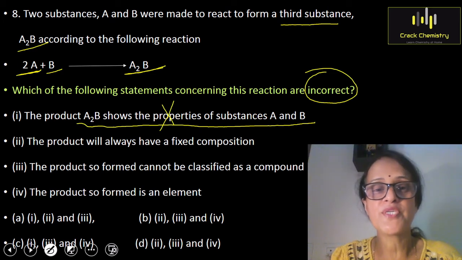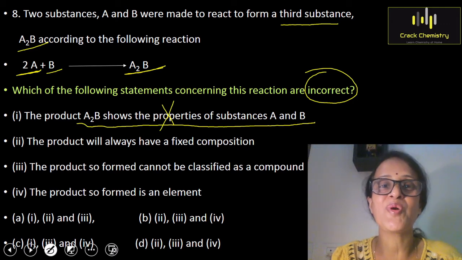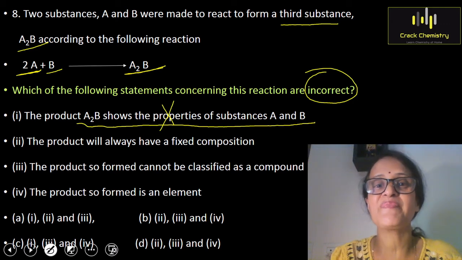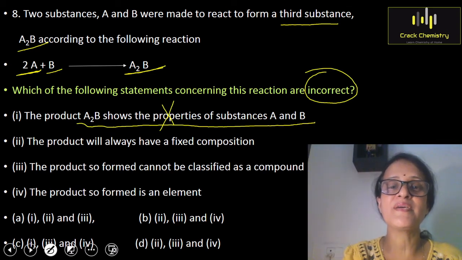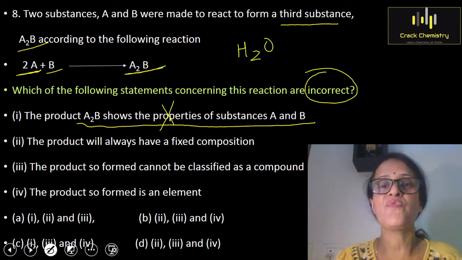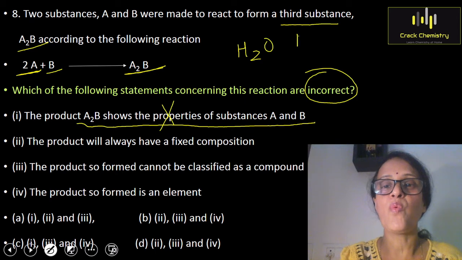And the properties of a compound are different from the properties of the elements from which it is made up. I want to take a very simple and interesting example here. Let us consider the case of the water molecule. You know that water consists of hydrogen and oxygen in a ratio of 1:8 by mass.